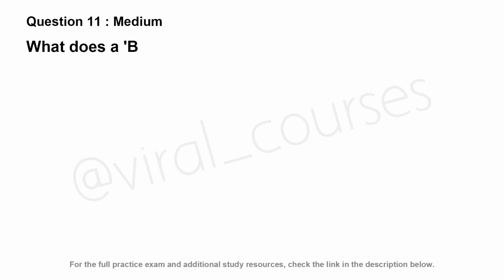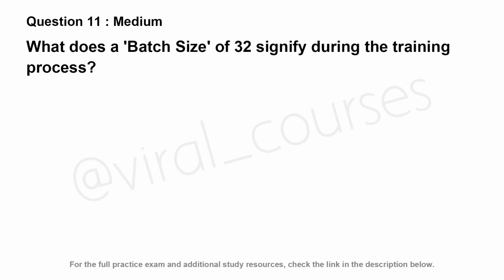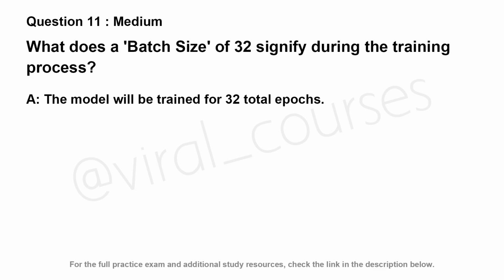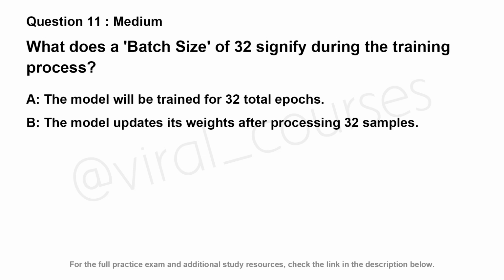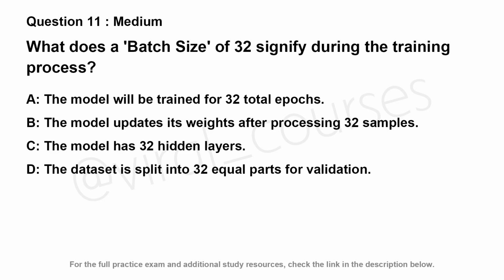What does a batch size of 32 signify during the training process? Option A. The model will be trained for 32 total epochs. Option B. The model updates its weights after processing 32 samples. Option C. The model has 32 hidden layers. Option D. The dataset is split into 32 equal parts for validation.